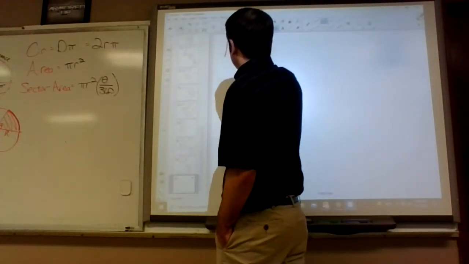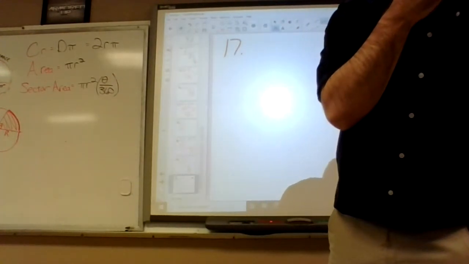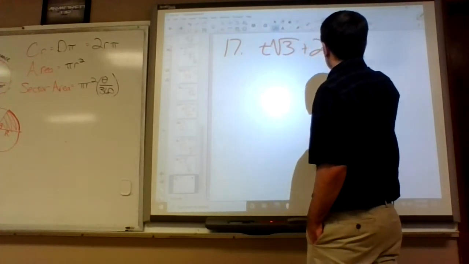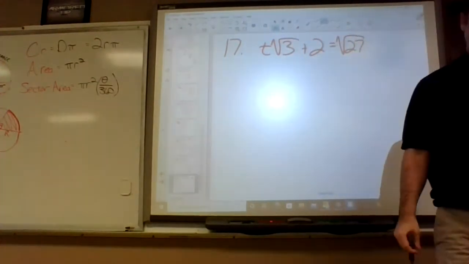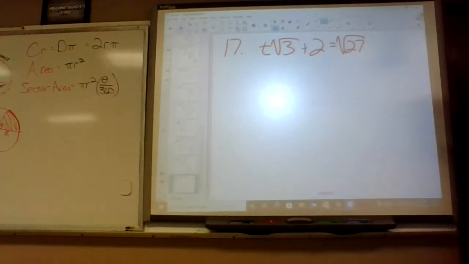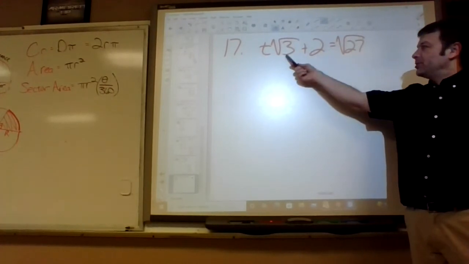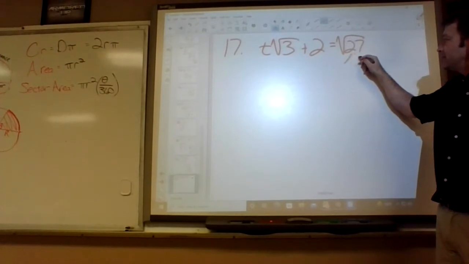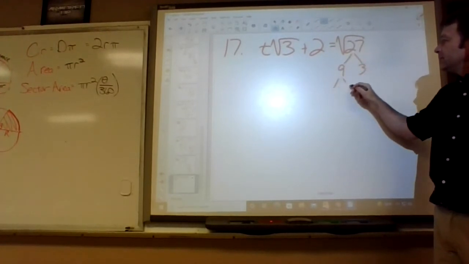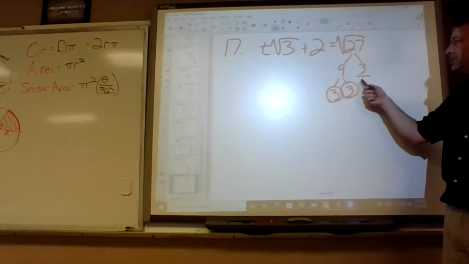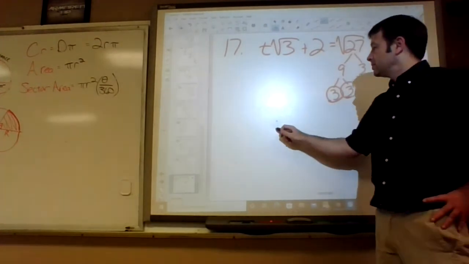But 17, square root of 3 plus 2. All right, any ideas what we could do first? Simplify, yeah. The square root of 3 is too small to simplify, but the square root of 27 is 3 square root of 3. So I'll rewrite it like that.